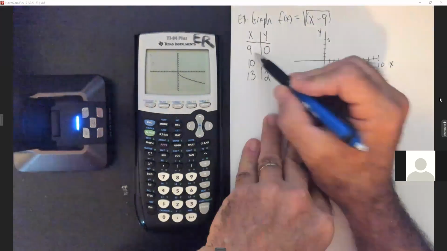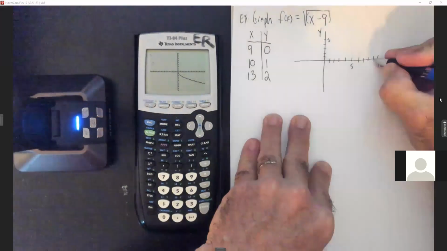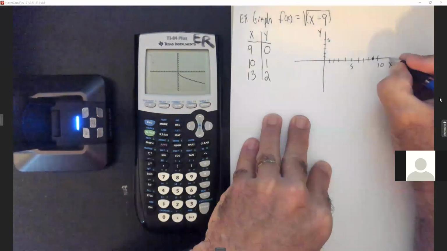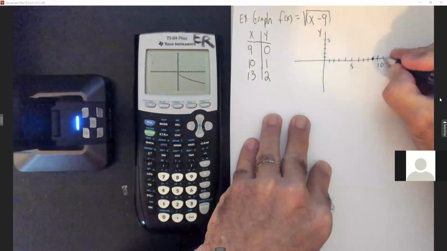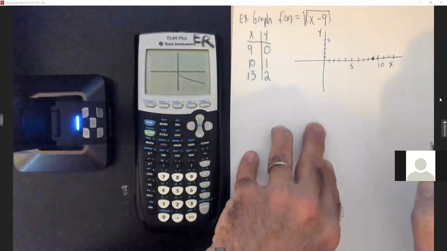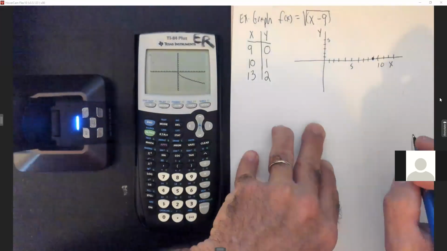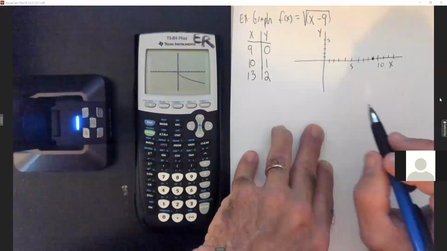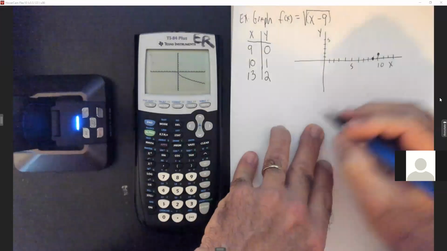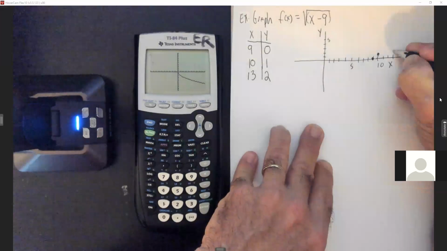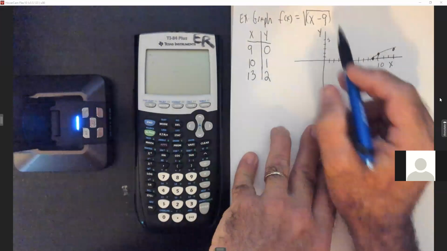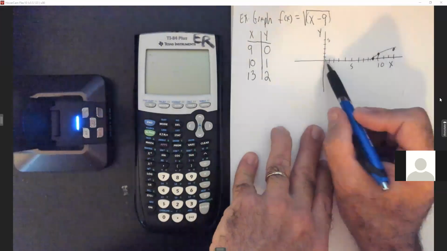So here we go, over here at 9, we got 0. Ooh, I need to go a little longer, don't I? All right, that'll be 11, 12, 13. So what I'll do, at 10, I was at 1. And then at 13, I was at 2. So it's the same graph as the basic graph, but that -9 moved it over 9 units to the right.